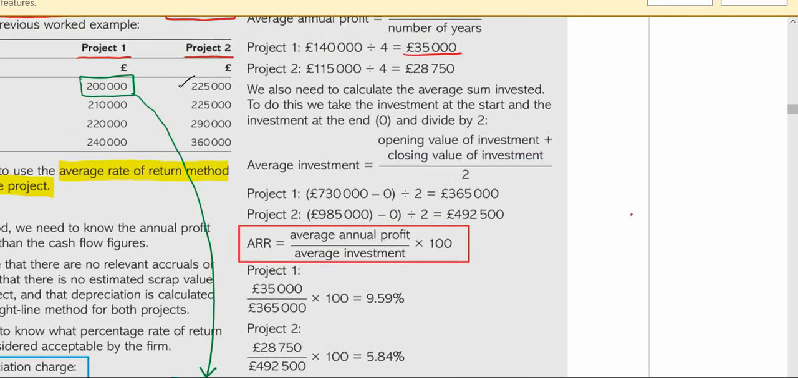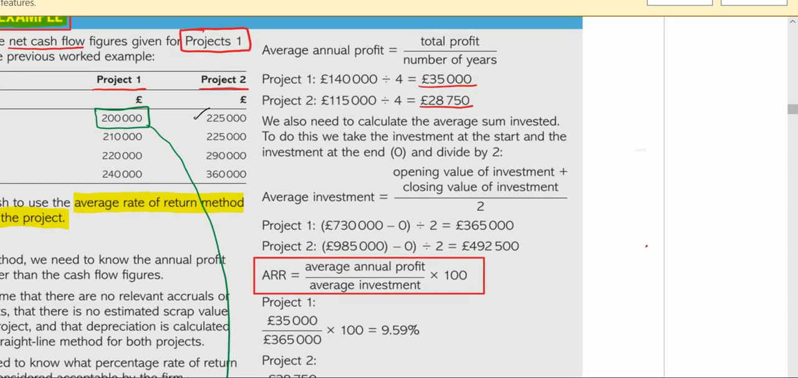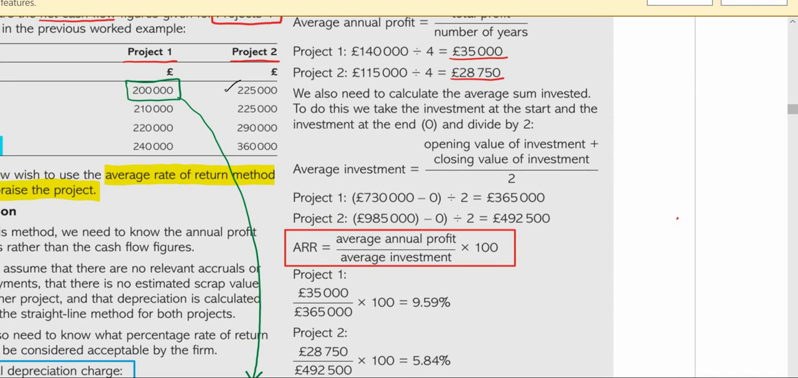Okay, so we have done this one and this one. Now the remaining one, average investment. The formula for average investment is opening investment plus closing investment divided by 2. There is no closing investment, so we just use the opening investment. For project 1, 730,000 divided by 2. This is the average investment. For project 2, 985,000 divided by 2. This is the average investment.